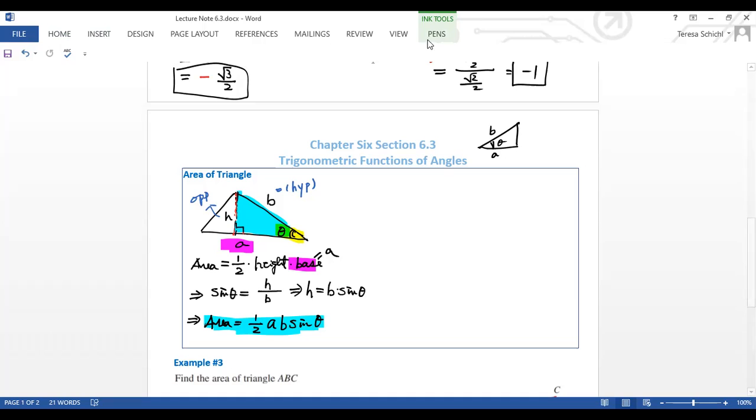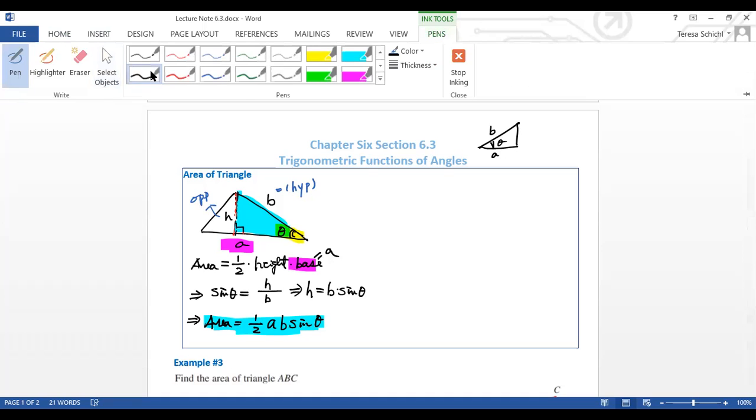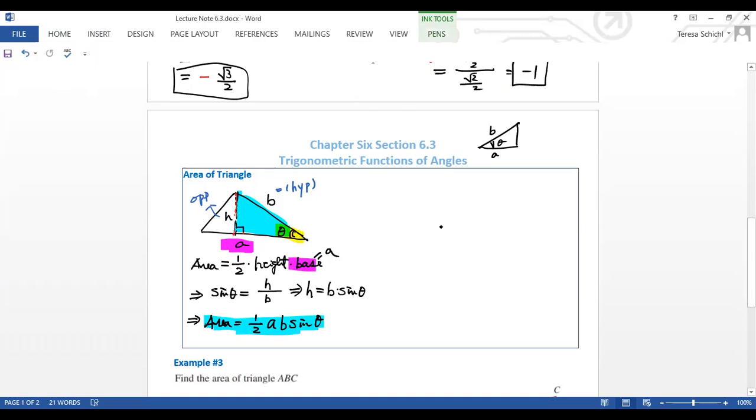Now you probably ask, how about if my triangle is not like this way? How about if I have a triangle like this, instead of an acute angle? This is what my triangle looks like here, right?